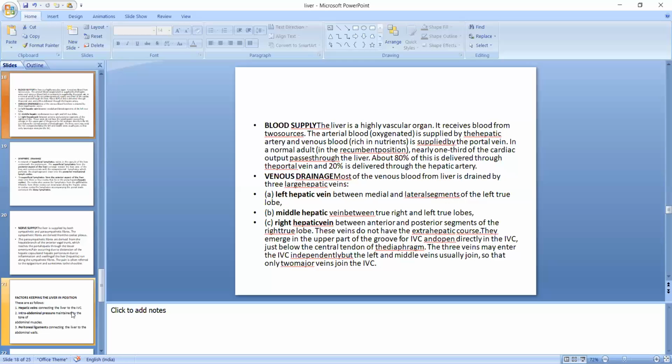These veins do not have an extrahepatic course. They emerge in the upper part of the bare area for the IVC and open directly into the inferior vena cava just below the central tendon of the diaphragm. The three veins may enter the inferior vena cava independently, but the left and middle veins usually join so that only two major veins join the inferior vena cava.